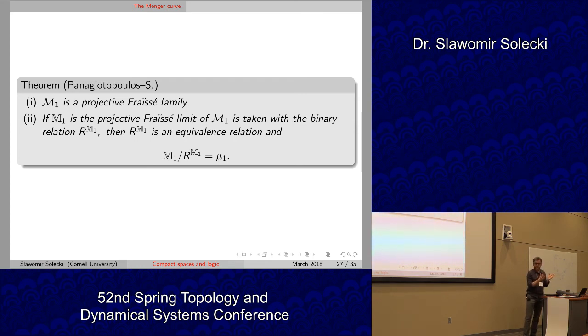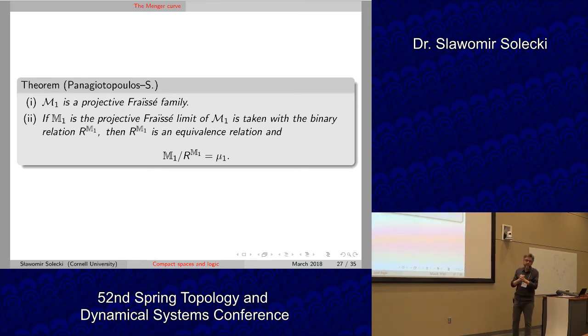Therefore, it's an equivalence relation. So I can mod out. When I mod out, it turns out this is the Menger curve. Notice that this relation on finite graphs is essentially never transitive, because these are connected graphs. If you transitivize, you get the whole graph in a single class. But what happens in the limit is the following.